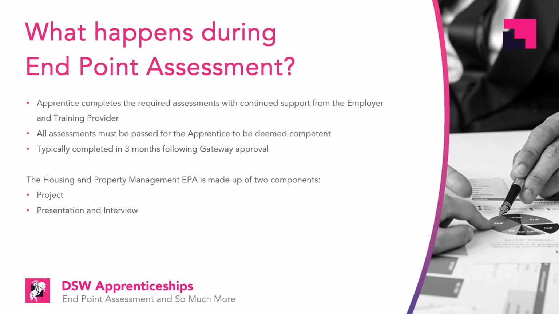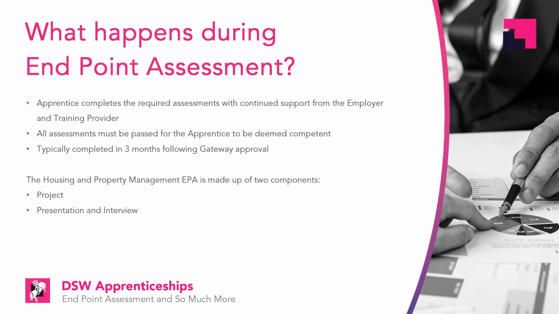What happens during endpoint assessment? During the endpoint assessment phase, the apprentice must complete the required assessments with support from their employer and training provider. All assessment criteria must be met for the apprentice to be deemed competent and achieve their endpoint assessment overall. This should typically take 3 months to complete.